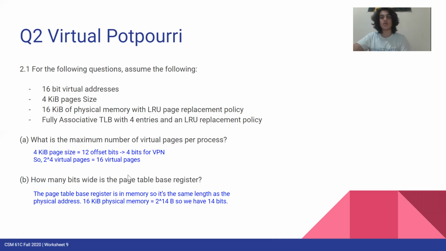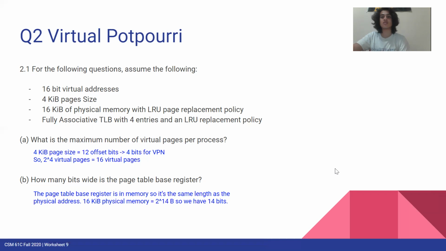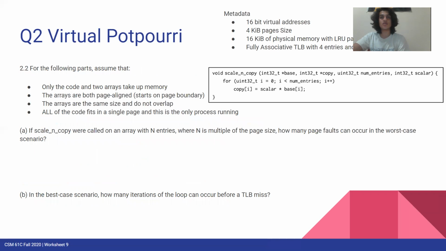And how many bits wide is our page table base register? Our page table base register is, again, in memory, along the same lines as the last question. So it's the same length as a physical address. 16 KB is 2 to the 14th bytes, so 14 bits wide there. Yeah, so that's 2.2.